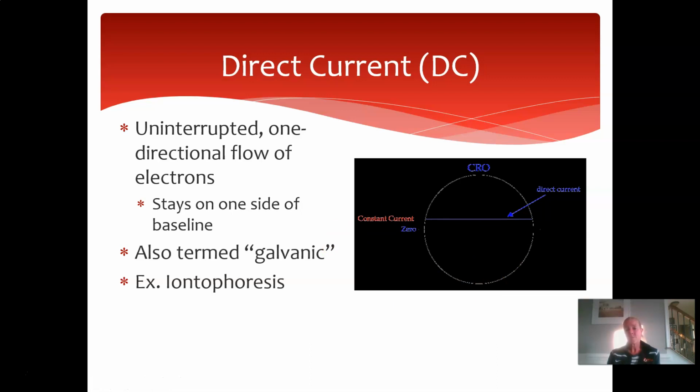This is sometimes referred to as galvanic current, and iontophoresis, which is a specific type of E-stim, but one we're going to talk about on its own after we finish this unit on E-stim, utilizes direct current in order for it to work. So we'll talk more about that separately.